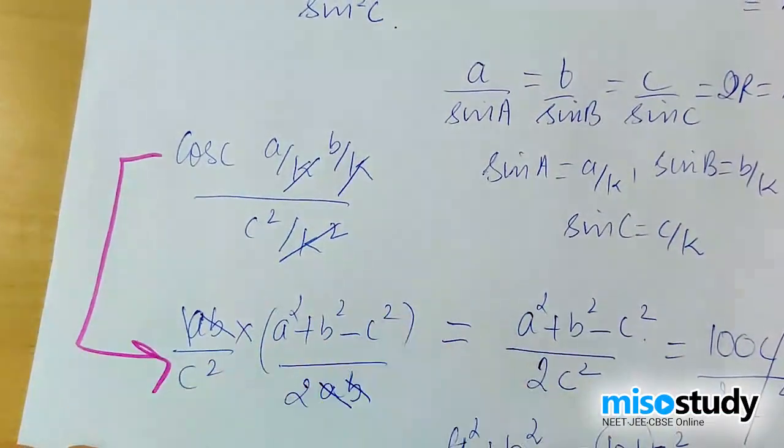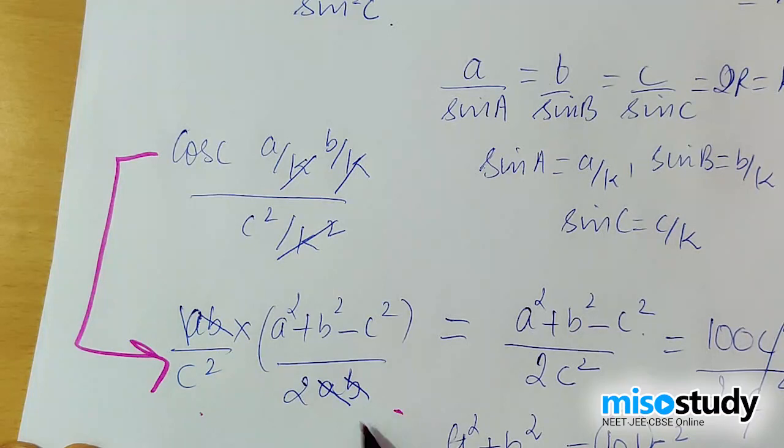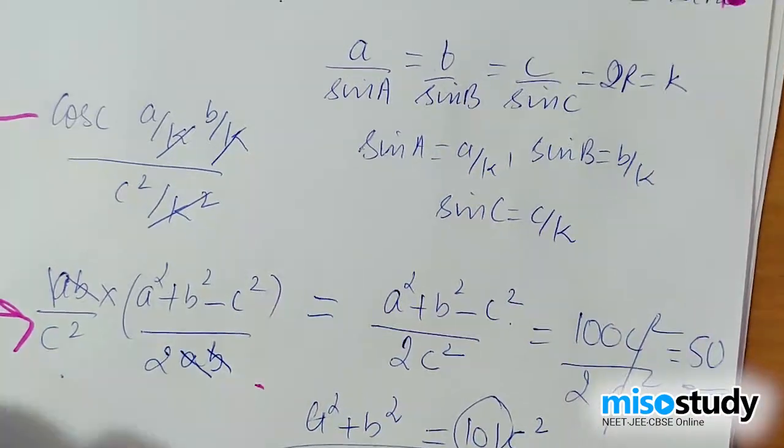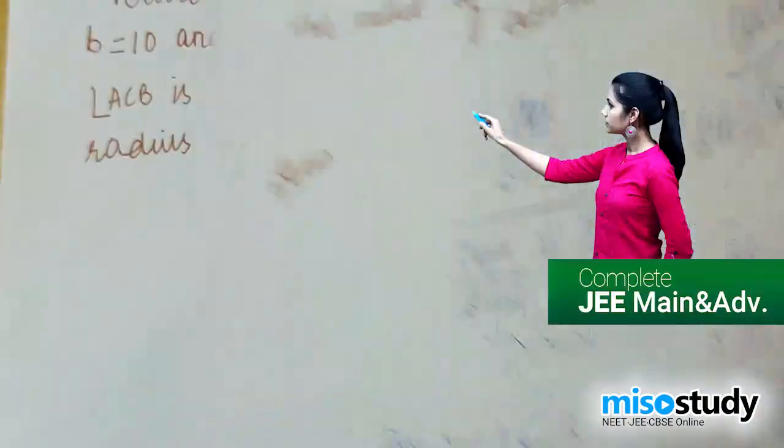So I put this value over here, and then I finally reach a stage where I get this as this, and then I use the cosine formula. I had c square over here, a square plus b square minus c square, and ab was there in the numerator as well. This got cancelled. On simplifying, I get the answer to be 50. Okay, I hope you're clear with this one. Now let's move further with the next question.